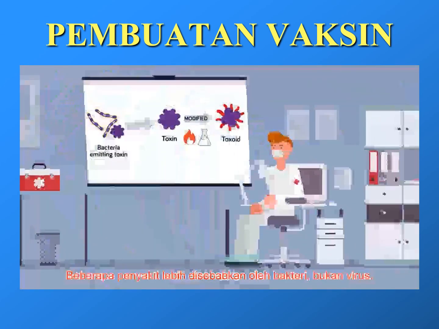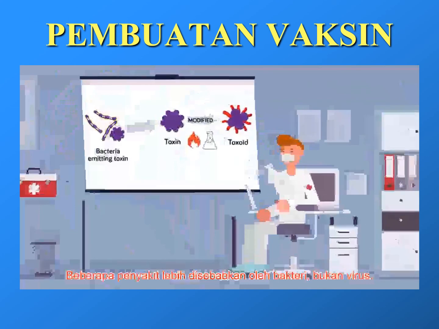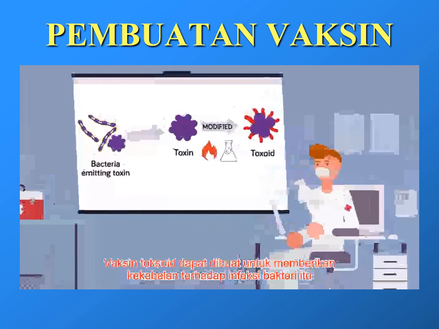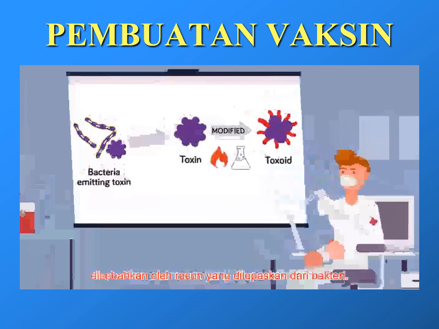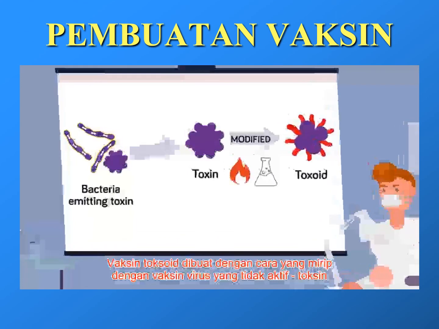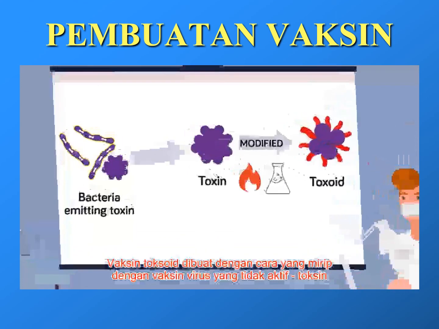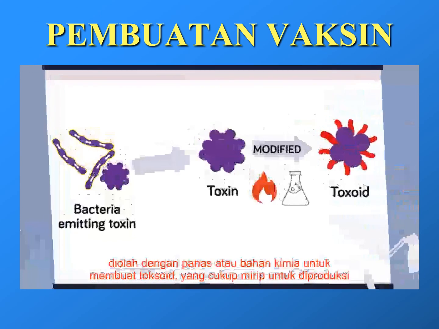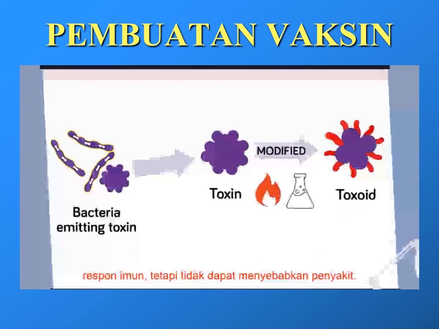But some diseases are caused by bacteria rather than viruses. Toxoid vaccines can be created to provide immunity against bacterial infections that are caused by the toxins released from the bacteria. Toxoid vaccines are created in a similar fashion to inactivated viral vaccines. The toxins are treated with heat or chemicals to create a toxoid, which is similar enough to produce an immune response, but cannot cause disease.